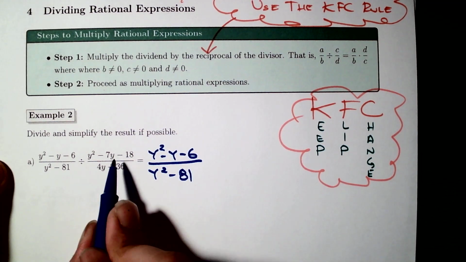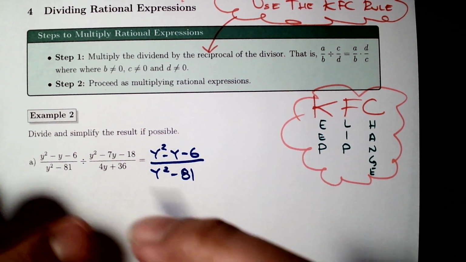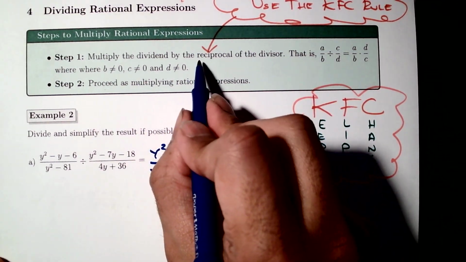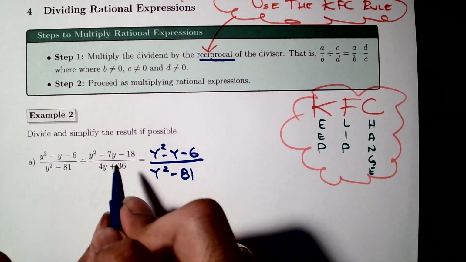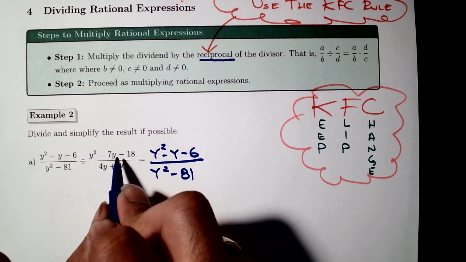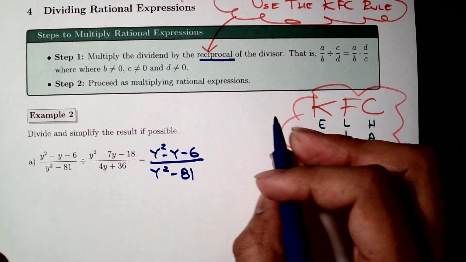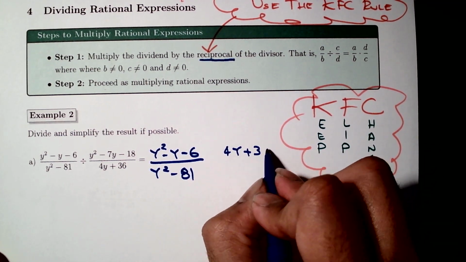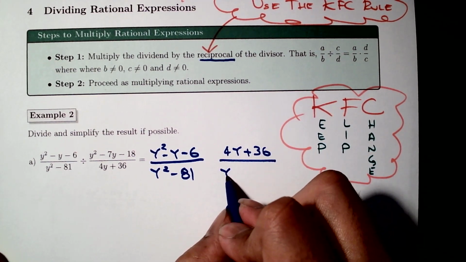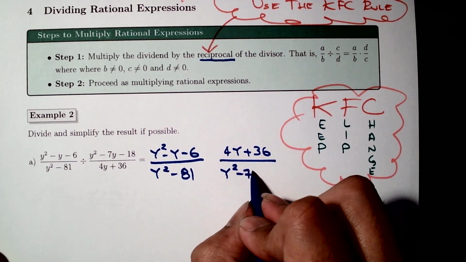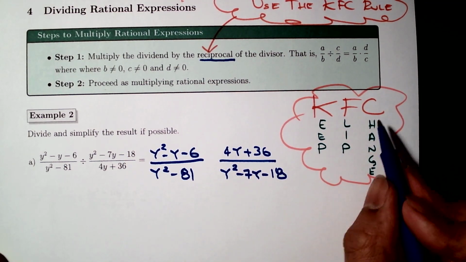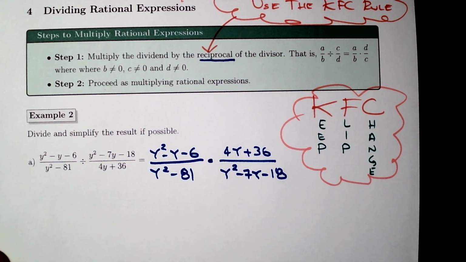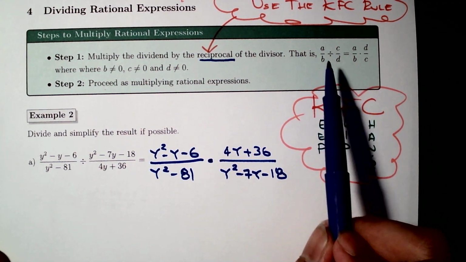Flip the second fraction, that is this one, flip it, reverse, put it upside down, or find the reciprocal, in other words. And so instead of having y squared minus 7y minus 18 over 4y plus 36, turn that into 4y plus 36 divided by y squared minus 7y minus 18. And change the division into a multiplication. Essentially, this is what we have, right?